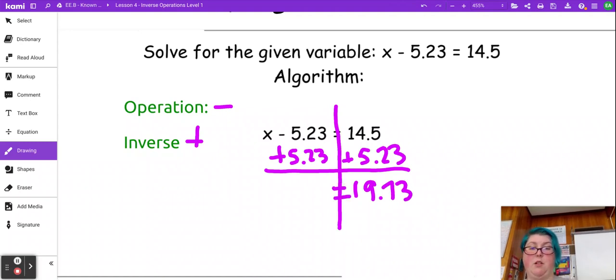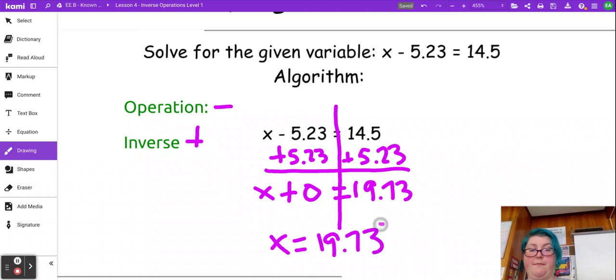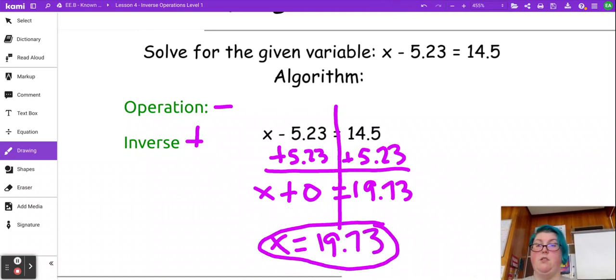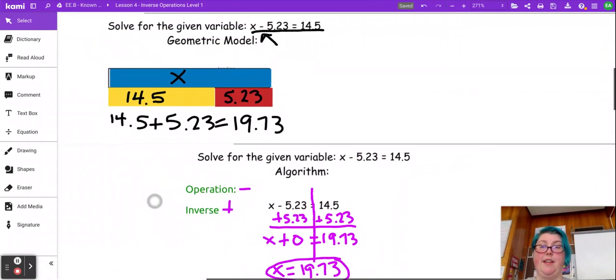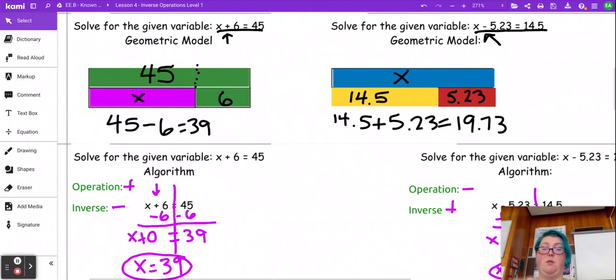That line still means equals. And now we have x plus 0 because that zeroes out. So we'll rewrite this as x equals 19.73. So if we go back, we got the exact same answer as our geometric model because we're showing that those two numbers put together equal the x. And we're showing that these two numbers taken away, the 6, the smaller one taken away, gives us our x.